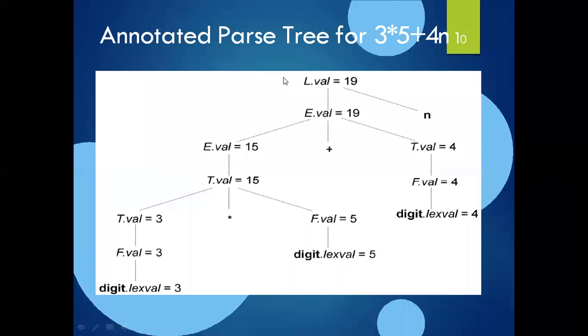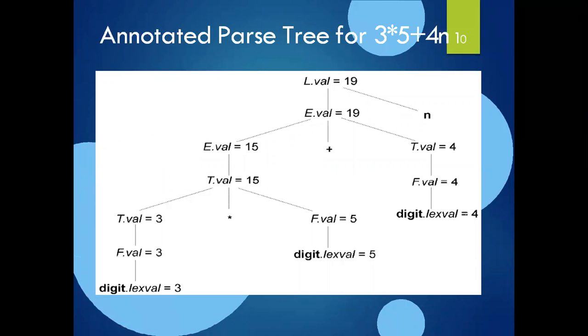So this node acts as the root node of the tree. Finally, the parent is L.val, and this value, E.val, is associated with the parent node L.val. Val is an attribute here, right? Nodes are associated with the attributes along with the values. This is the parse tree structure obtained by using the evaluated semantic rules.